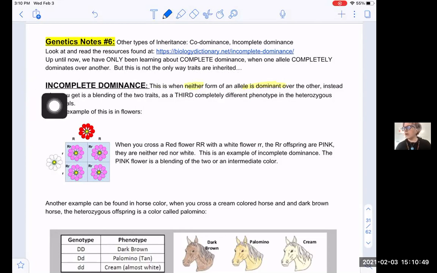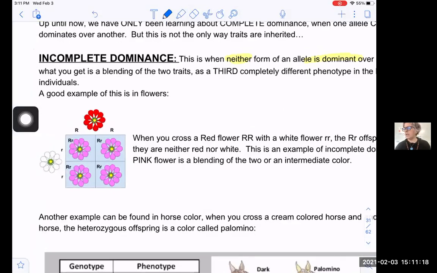We're going to start off by talking about incomplete dominance. In incomplete dominance, this is when neither form of an allele is dominant over the other, neither one. Instead, what you get is a blending of the two traits as a third, completely different phenotype in the heterozygous individual. So let's talk about what this means. Let's take a look at these flowers here.